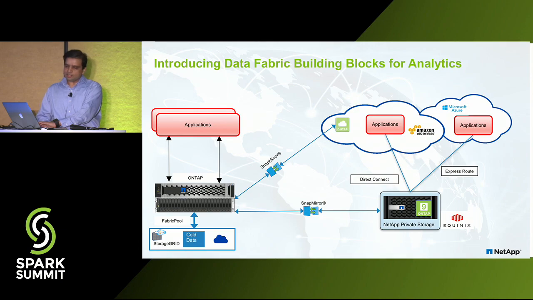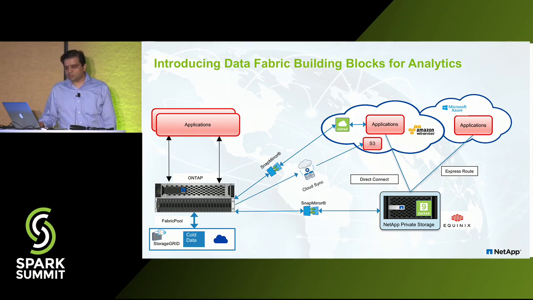So the next component is ONTAP Cloud. ONTAP can also run as a software-only appliance in Amazon or Azure. And you can, again, do the same things with ONTAP Cloud, where you can move the data from your on-premises to the cloud, and then you can use cloud computing.